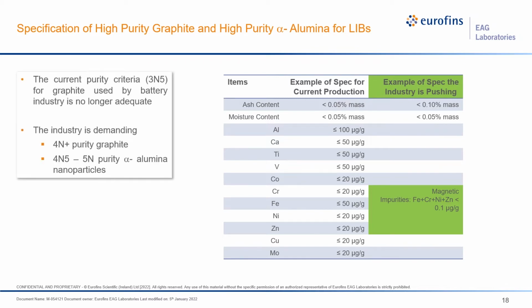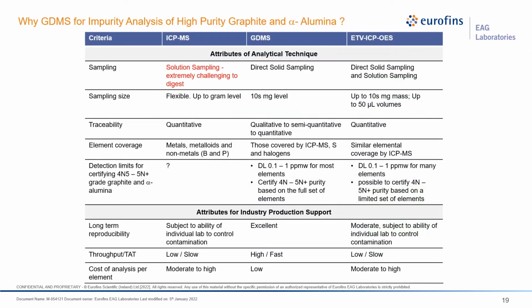Aside from graphite, for alpha alumina nanoparticles used for ceramic coating, the purity requirement is even higher. It requires 99.995 to 99.999 percent purity. So how do we do that? Here we want to go over a couple of trace analysis techniques with you. Obviously, ICP-MS is one of the mainstream techniques and an industry standard for many applications, for trace analysis. And then GDMS and ETV.